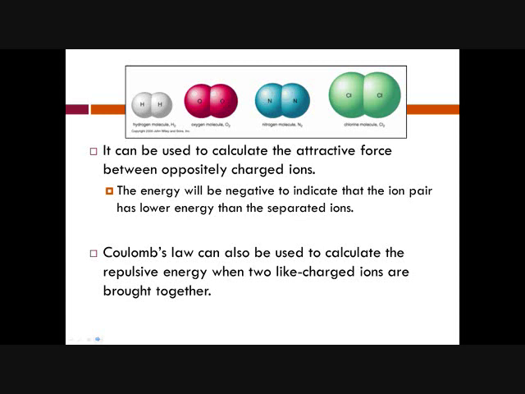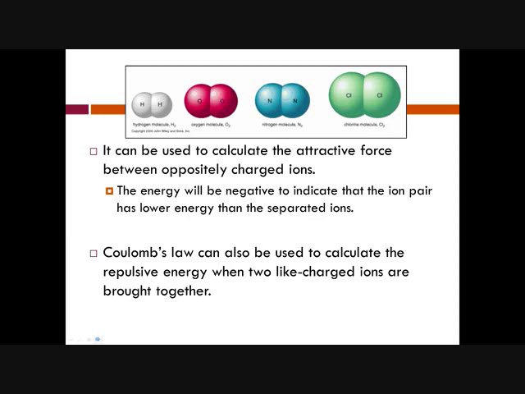If you were to calculate, I'm not going to have you calculate it, but maybe I give you a value and it's a negative number. If it's a negative number, that would show you that there's lower energy when the ions are paired together than when they're separate. Some things like to have low energy and some things like to have high energy. So this helps predict whether they will bond together well. Okay? Coulomb's law can also be used to calculate the repulsive energy when two like-charged ions are brought together.